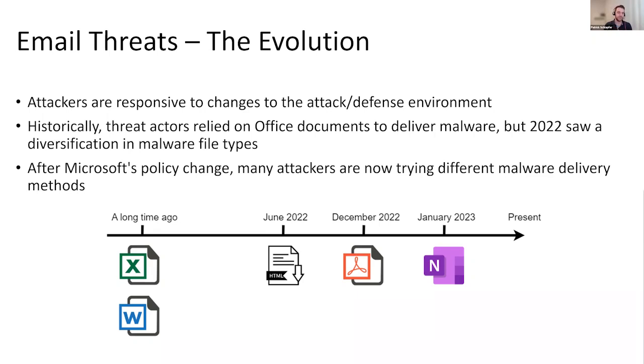So you can see the timeline here is actually the timeline for the Quackbot malware family. So for a long time, they were using Excel and Word documents. Then they moved to HTML smuggling last June. In December, they tried it with malicious PDF documents, and in January with OneNote documents. And we'll see what comes next. So there are all kinds of different file types which are being used at the moment.